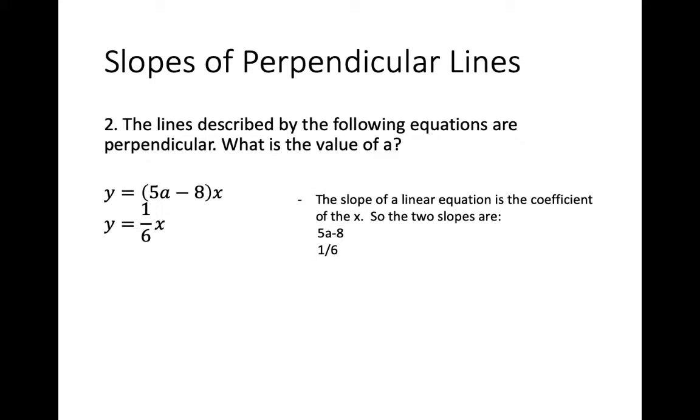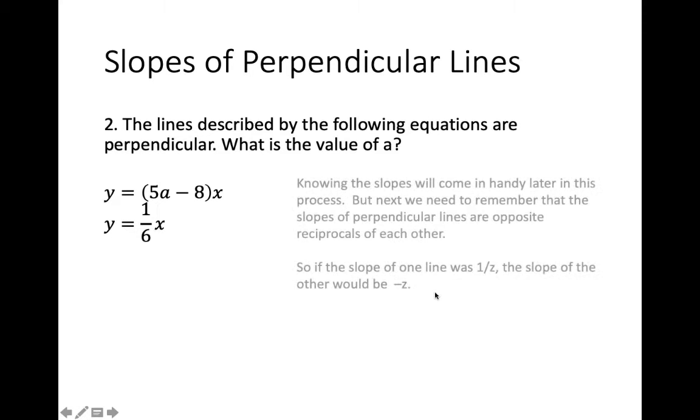The slope of a linear equation is the coefficient of the x. It's whatever is multiplied by the x. So for the first one, the slope is going to be 5a minus 8. I know that's not a number, it's an expression, but it's still multiplied by x, so that's our slope. The second one, it's a little easier to see that 1/6 is our slope. Great, those will come in handy in just a moment.